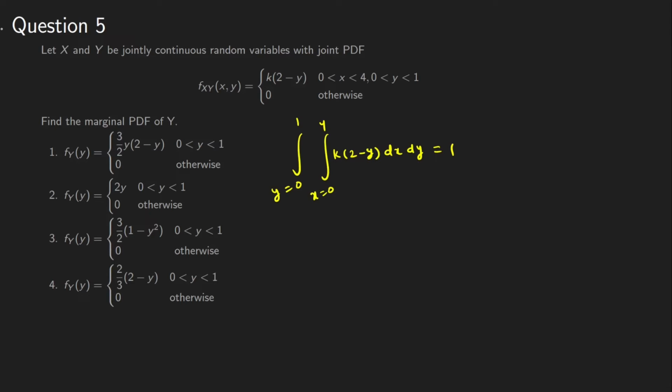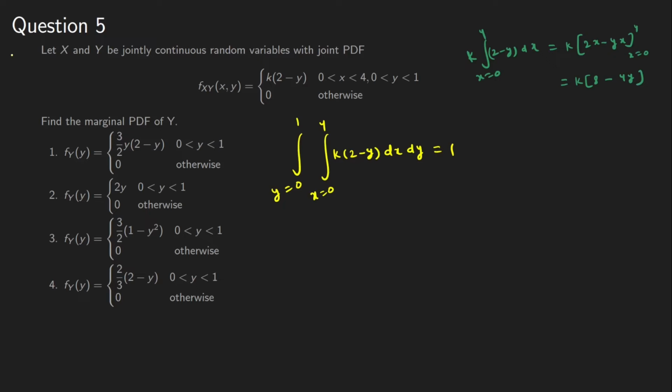For doing this, I will calculate the inner integration first separately. So x equals 0 to 4. k we can take outside because it's just a constant. 2 minus y dx. So it can be written as 2x minus yx, where x goes from 0 to 4. So k times 2 times 4, 8 minus 4y. So this is the inner integration.